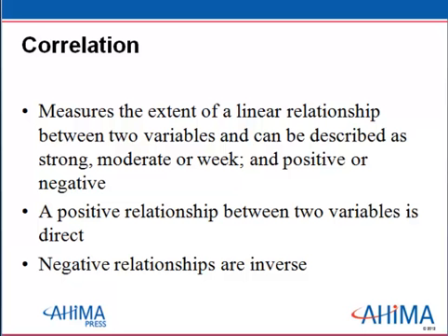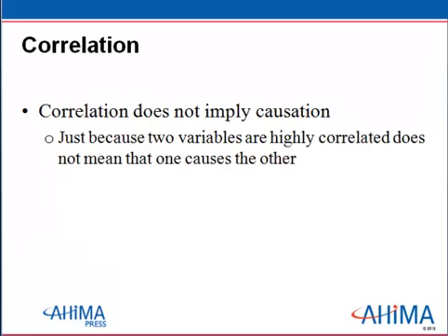Correlation is represented by the small letter r. It means the extent of a linear relationship between two variables and can be described as strong, moderate, or weak, and negative or positive. A positive relationship between two variables is direct. A negative relationship is inverse. Correlation does not imply causation. Just because two variables are highly correlated, that does not mean that one caused the other.